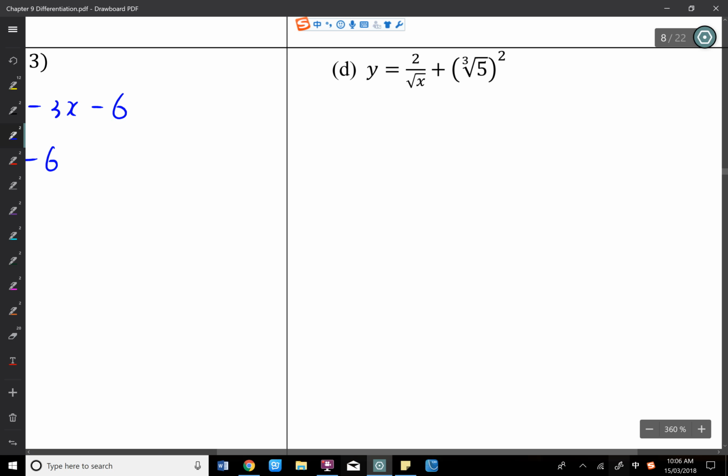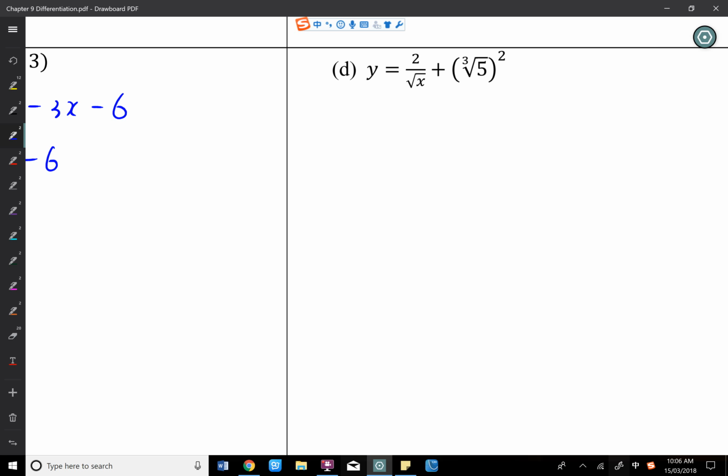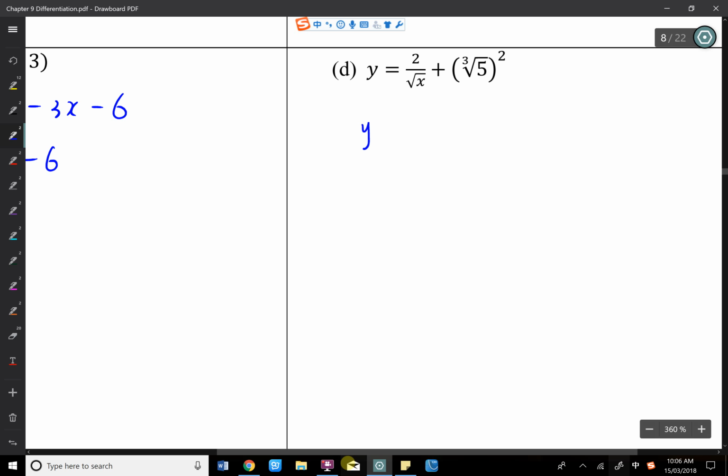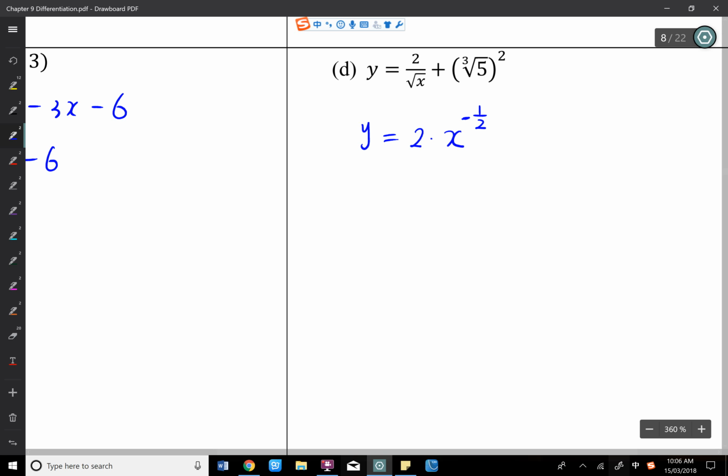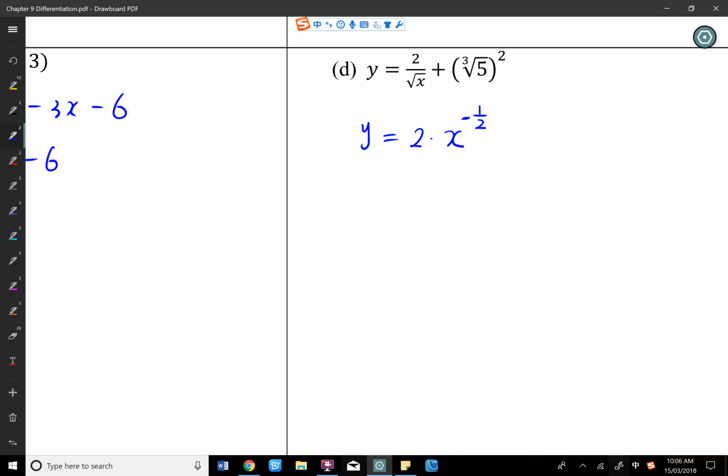Okay, D. Again, x can't be on the denominator. So I need to flip it back. So y equals 2 times x to the power of negative a half. Can you see the negative is because 1 over and the square root gives you the half. So that's 2 times x to the power of negative a half.